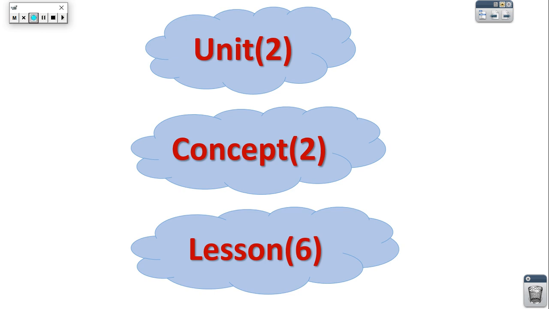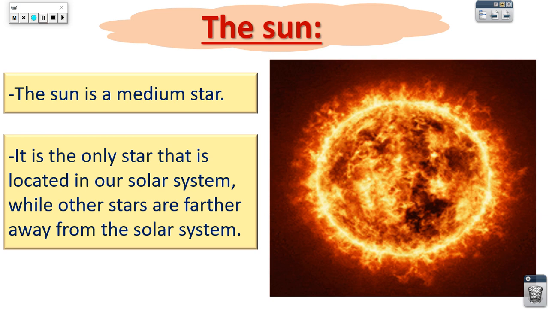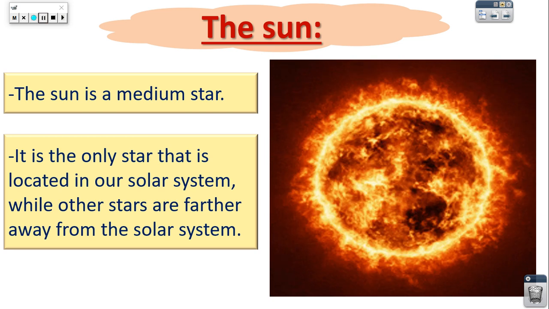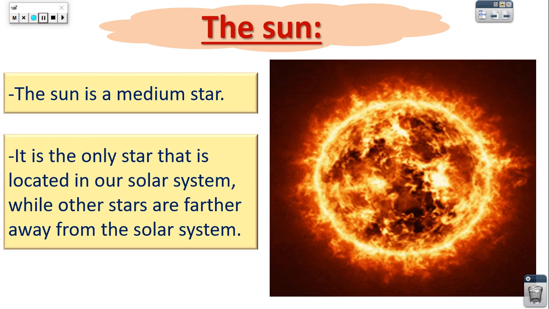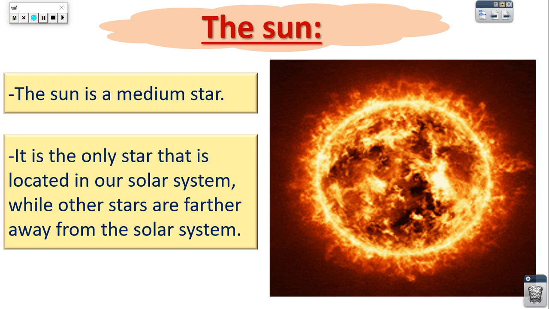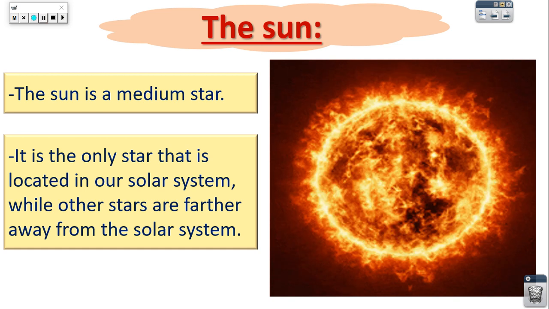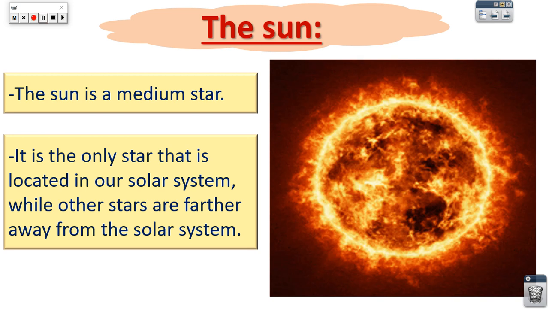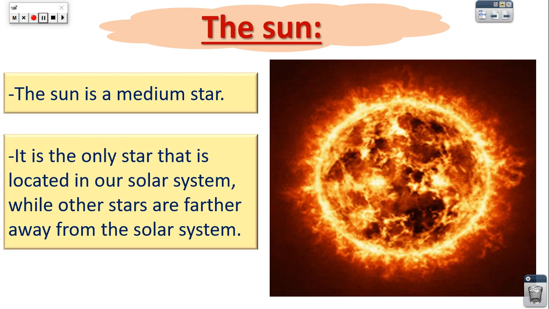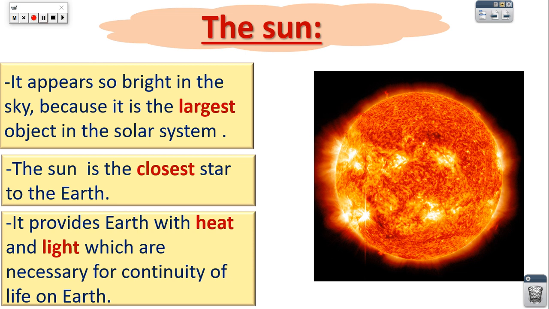Today we will continue in Unit 2, Concept 2, Lesson 6. In this lesson we will start with the Sun. The Sun, as we said before, is a medium star. There is another star bigger than the Sun and another star smaller than the Sun. The Sun is the only star in our solar system and it's located in the center of the solar system, and it makes all the planets revolve around it in fixed orbits.